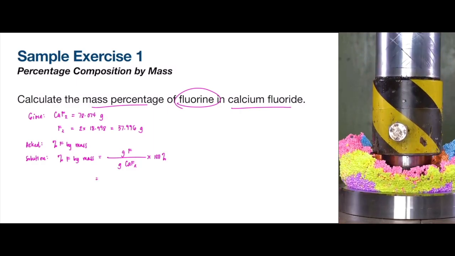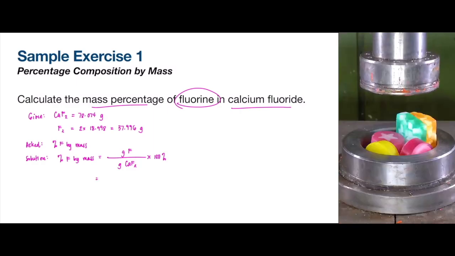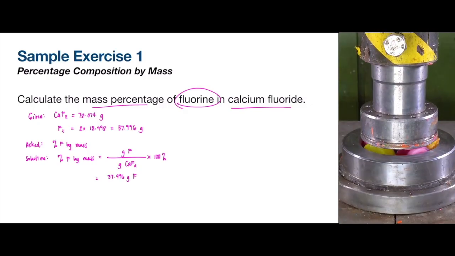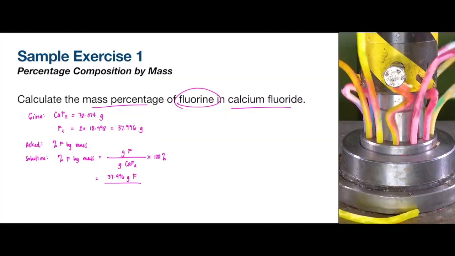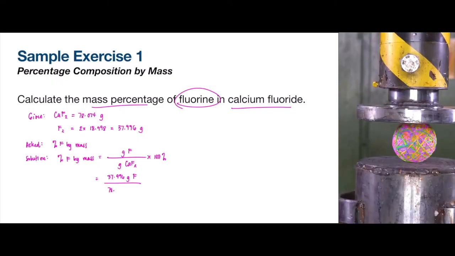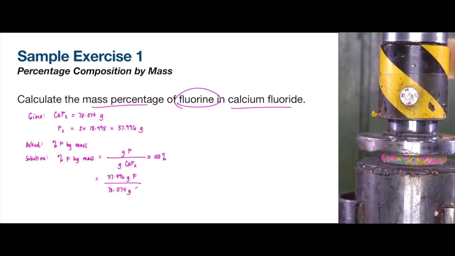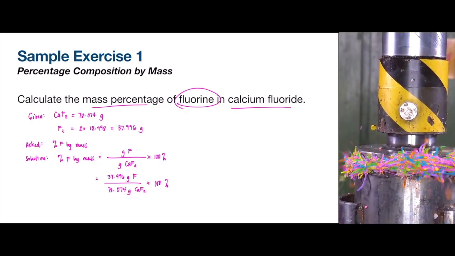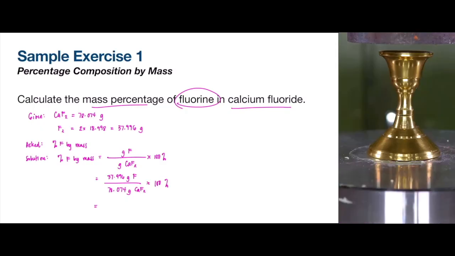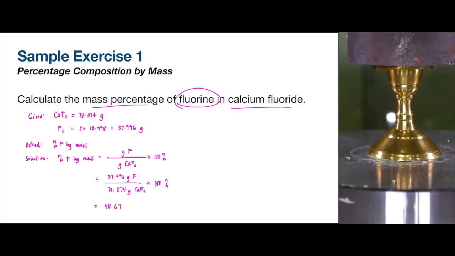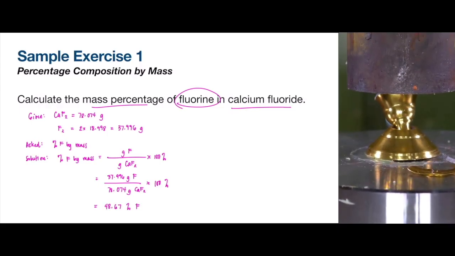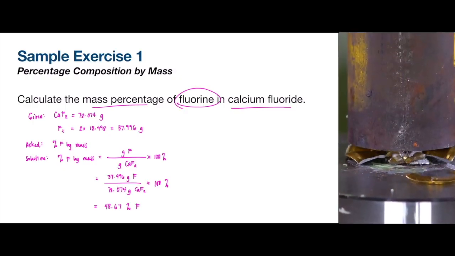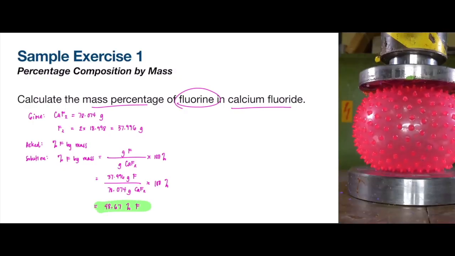Now let's substitute the values. The grams of fluorine is 37.996 grams fluorine divided by the total parts, which is 78.074 grams of calcium fluoride, multiplied by 100%. And this is equal to 48.67% fluorine. Therefore, the mass percentage of fluorine in calcium fluoride is 48.67%.